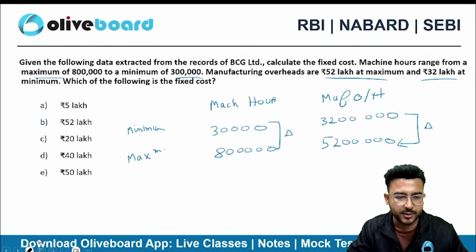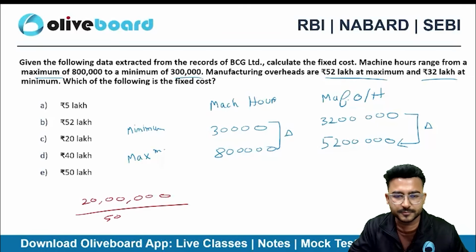What will be the variable cost? 20 lakhs divided by 5 lakhs.